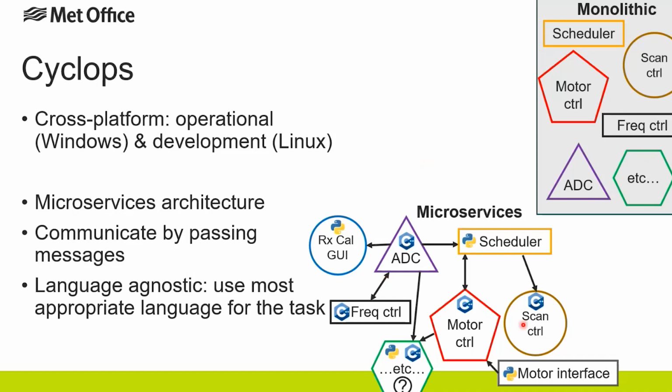This is just a couple of examples. This isn't an exhaustive list of all the services in Cyclops, but you can see that any of the services that require real-time processing have been developed in C++, whereas some of the services that are less time critical have been developed in Python. The reason that this is important for the standard legacy calibration is the receiver calibration GUI. This is the standard legacy calibration service that we'll be discussing from now on.